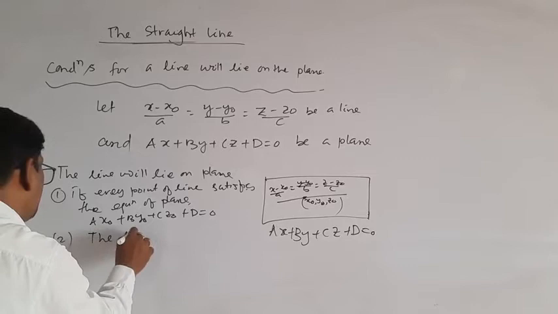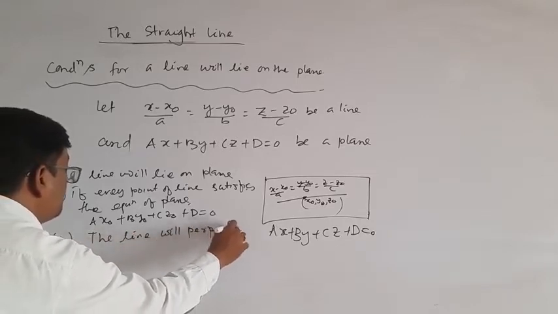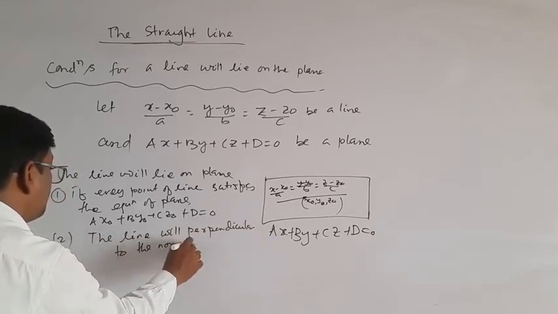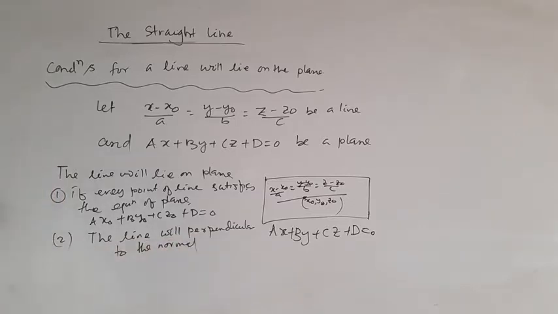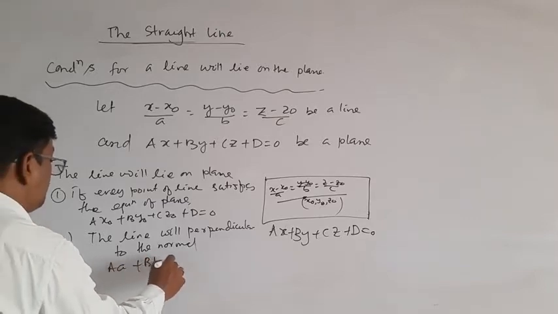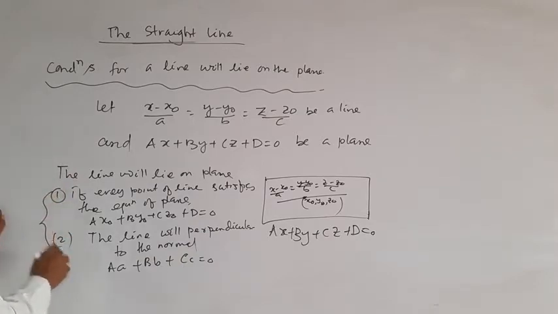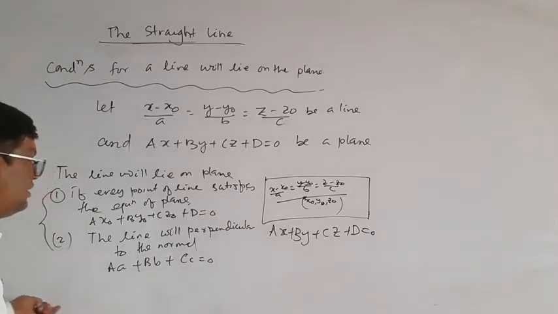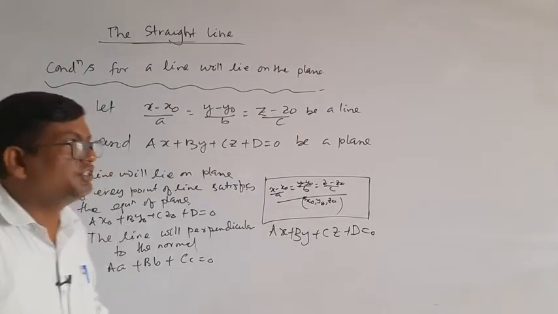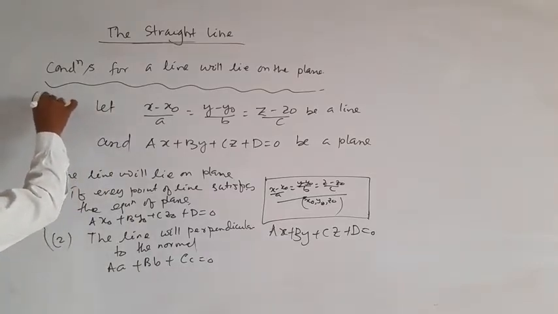The line will be perpendicular to the normal. That is A into a plus B into b plus C into c is equal to 0. If the two conditions are satisfied simultaneously, then the line will lie on the plane. This is the concept, that is the Cartesian form.